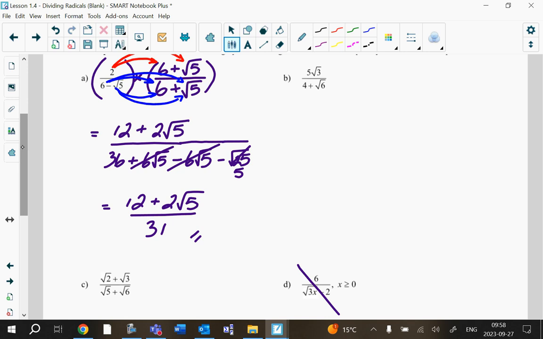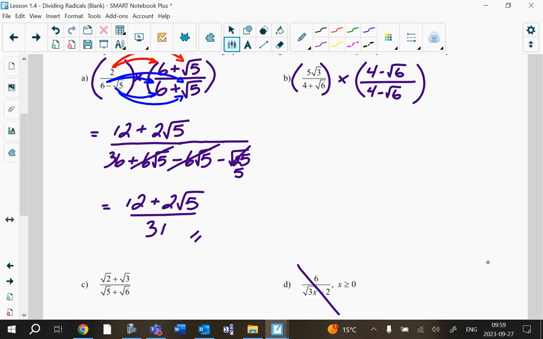Okay. B is a similar one to A. There's a single term up top. There's 2 terms on the bottom. As soon as you see 2 terms on the bottom, and one or more of them are radicals, you've got to multiply by the conjugate. What is the conjugate of 4 plus root 6? 4 minus root 6. And whatever you do to the bottom, you do to the top.